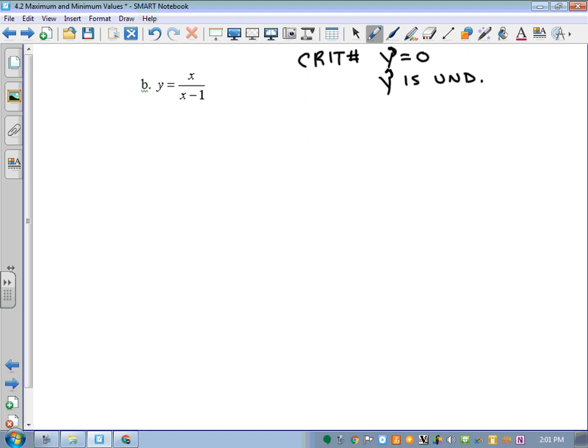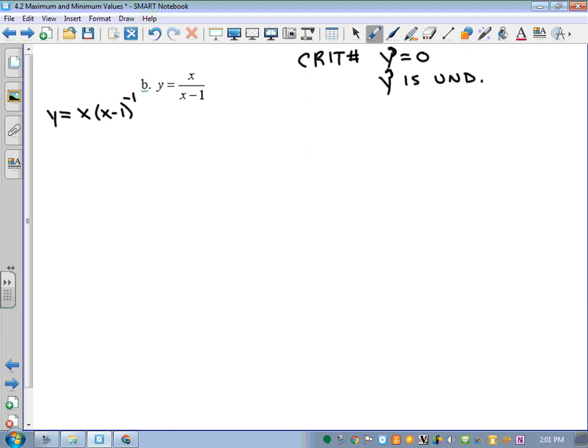A couple different ways of taking the derivative of this function. I prefer to use the quotient rule, but if you're comfortable, you could write this as y equals x times x minus 1 to the power of negative 1, and then use a combination of the product rule and the chain rule. But I am going to do the quotient rule because I think it should be your go-to technique.